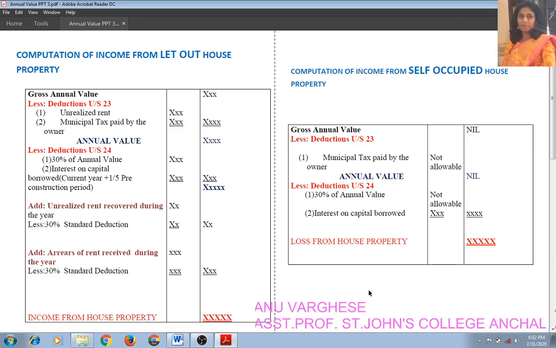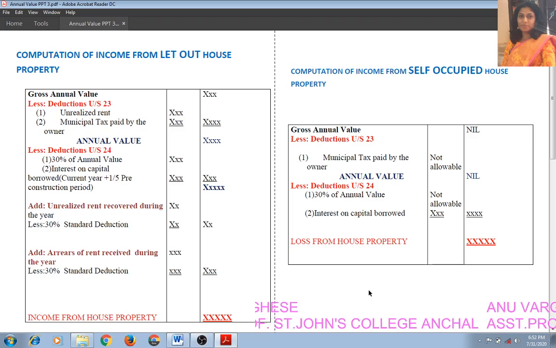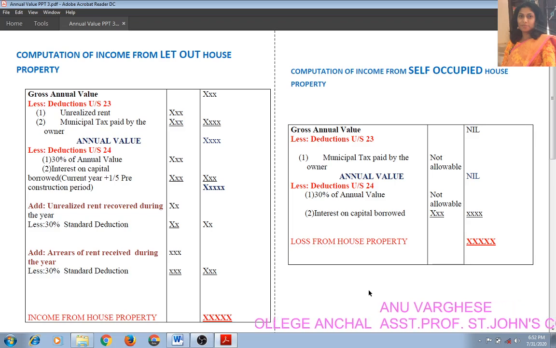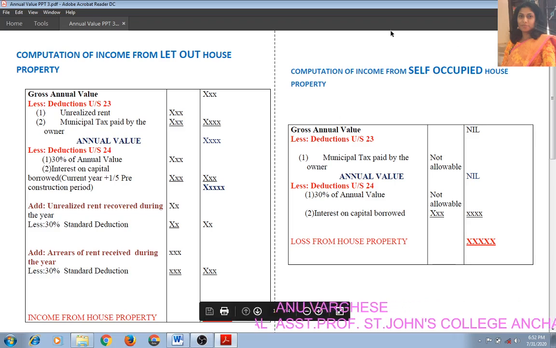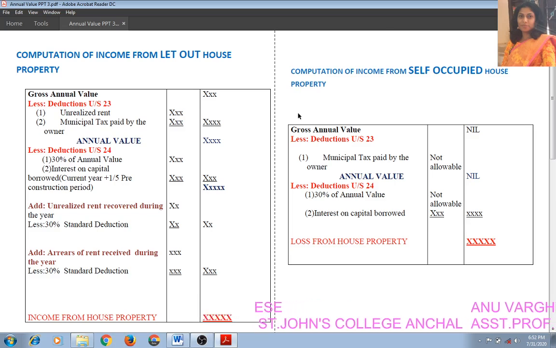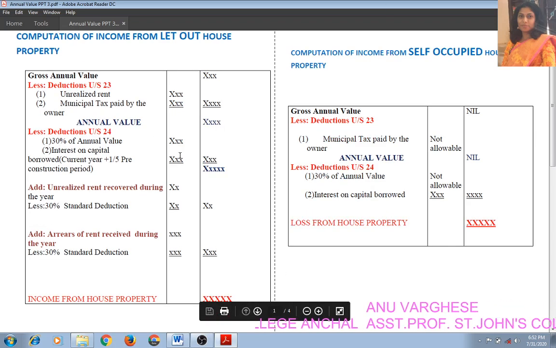For computation, let us make a categorization between self-occupied house and let-out house property. First, let us study how to compute income from let-out house property. Okay, what is let-out house property? A property given out on rent is known as let-out house property. See this chart.